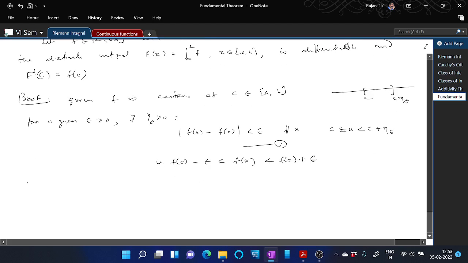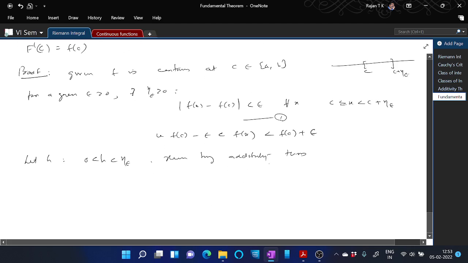Now let h be a number such that 0 is less than h less than eta epsilon. That is, we are taking h to be less than the length of this interval. Then by the additivity theorem applied to the function small f on the interval c to c plus h, we have capital F of c plus h minus F of c is equal to integral c to c plus h of f.